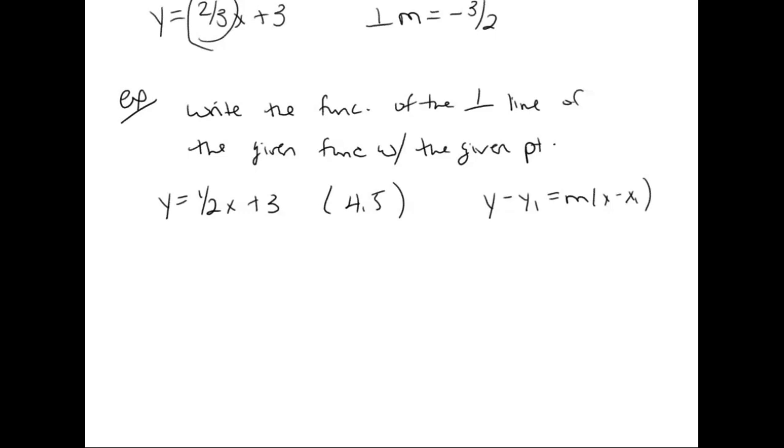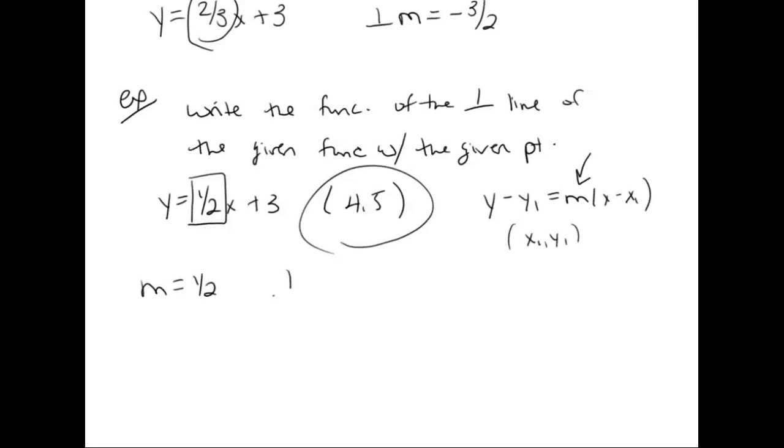Okay, in order to be able to write this, we need the slope, right? And we need the point. So the point x1, y1, which fortunately we already have, right? But now we need the slope of the perpendicular line. So first I have to identify the slope of the given line. So my given slope is 1/2. What would be my perpendicular slope? -2, right? It's the negative reciprocal.